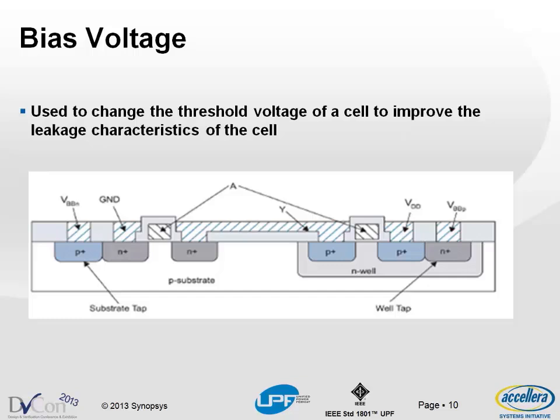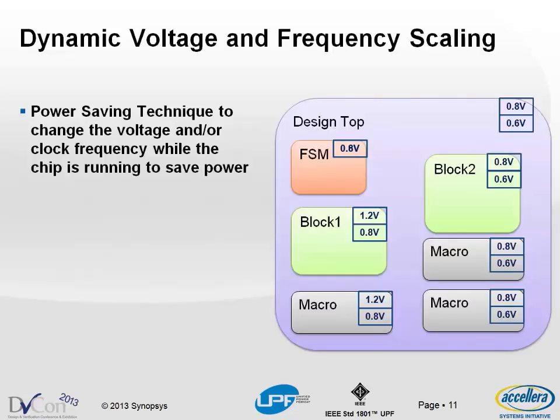And then also we have the concept of a bias voltage, which some folks are using. This is basically to change the threshold voltage of a cell. So as you know, if you want to make a cell less leaky, you could lower the voltage a bit. If you wanted it to be faster, you can increase the voltage. Bias voltage is one way of doing this. And finally, dynamic voltage and frequency scaling.